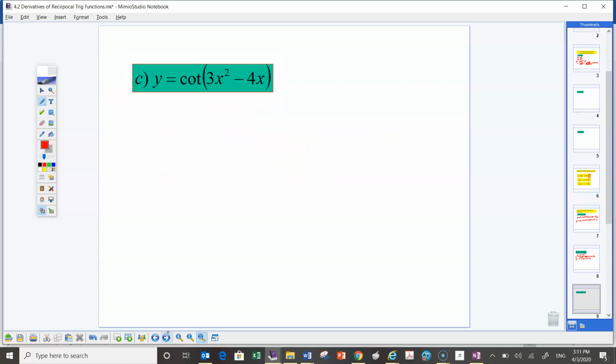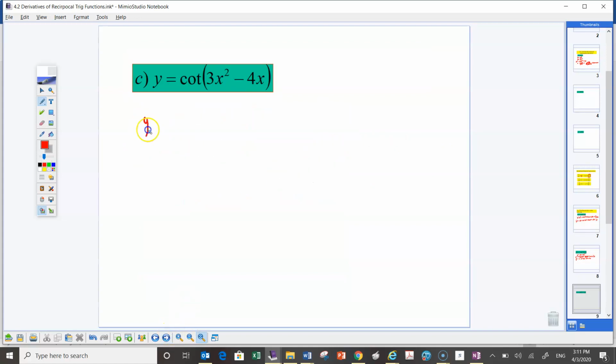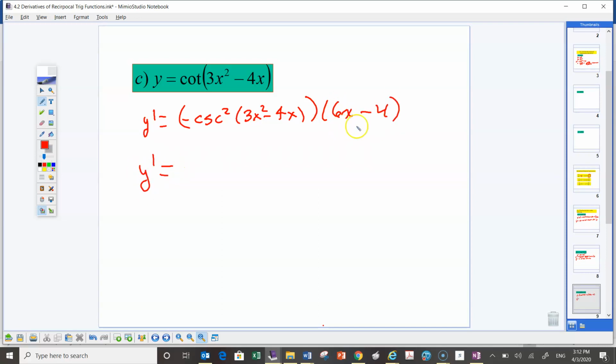For cotangent, okay, if we look back at our chart, the derivative of cotangent is negative cosecant squared times the derivative of the function inside cotangent. So to take the derivative of this, it would be negative cosecant squared of 3x squared minus 4x, and I'm timesing this whole thing by the derivative of 3x squared minus 4x, which is 6x minus 4. And to simplify this, we might factor a 2 out of here and bring it out with the negative, so it would be negative 2. When I take a 2 out of that, I'm left with 3x minus 2, and I have cosecant squared of 3x squared minus 4x, and that would be your final answer.